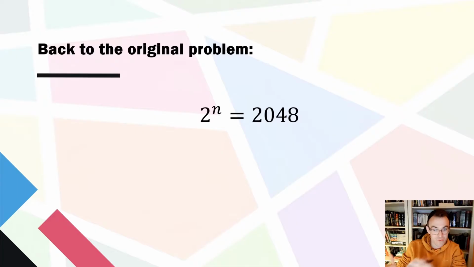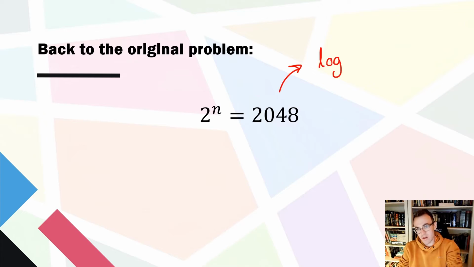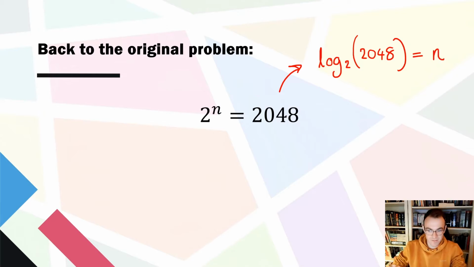We can rearrange that using the logarithm, and I'm just going to write it on the side here. It's going to be log base 2 of 2048, and if I type that in on the calculator, I'll be able to get the n value. Feel free to try and test it out yourselves on your calculator if it's handy.